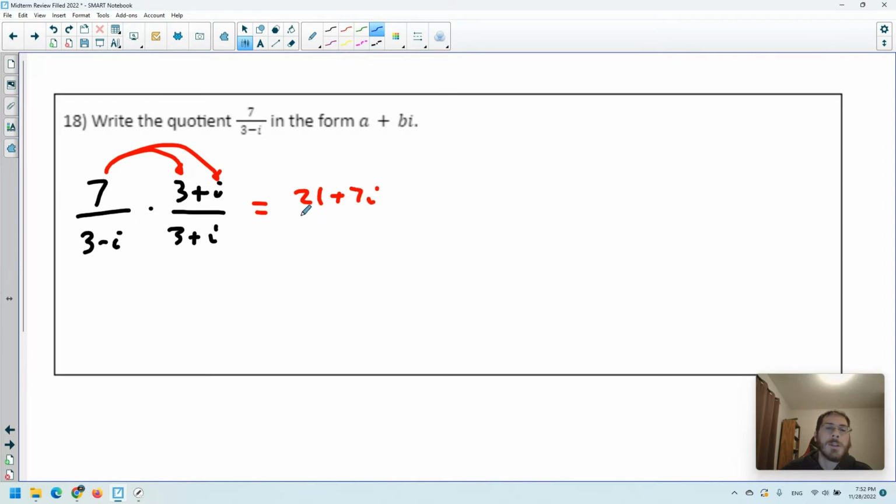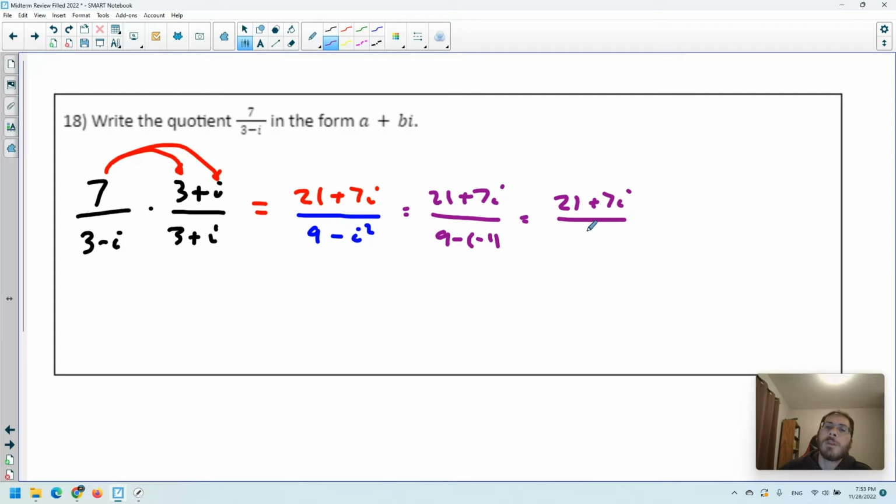On the bottom, we can use the multiplication trick. This is a minus b times a plus b. That's going to end up being 9 plus 1. Well, I guess I'll write it how we should write it with the trick. 9 minus i squared. We know i squared is negative 1. So 21 plus 7i over 9 minus negative 1. 21 plus 7i over 10.